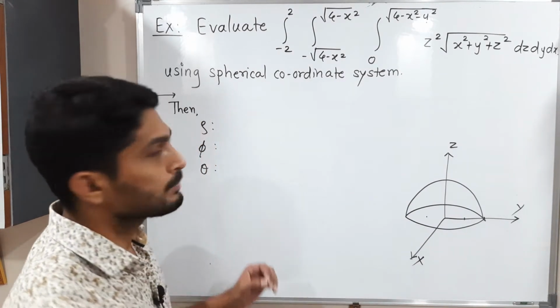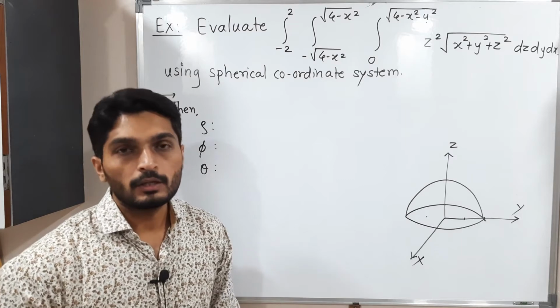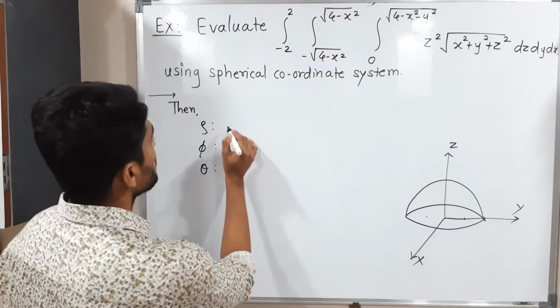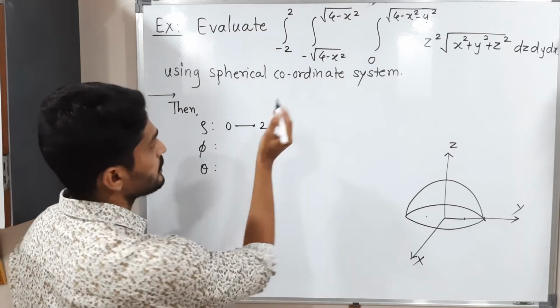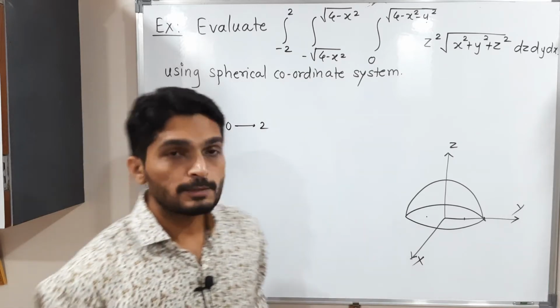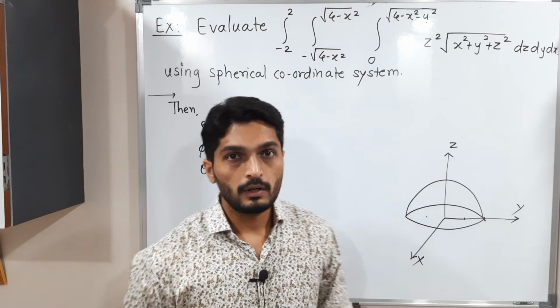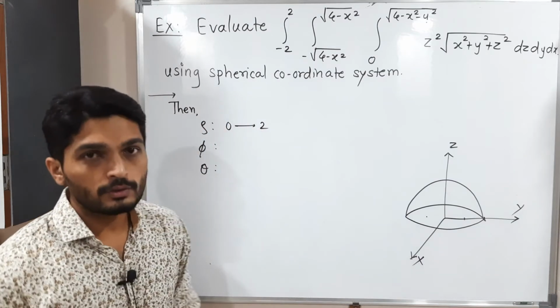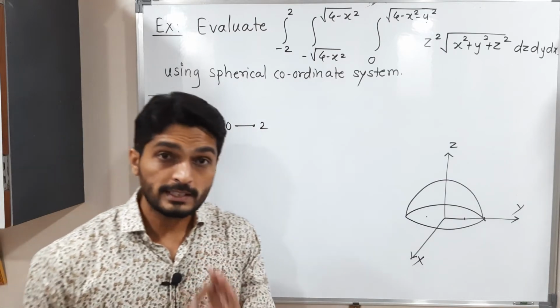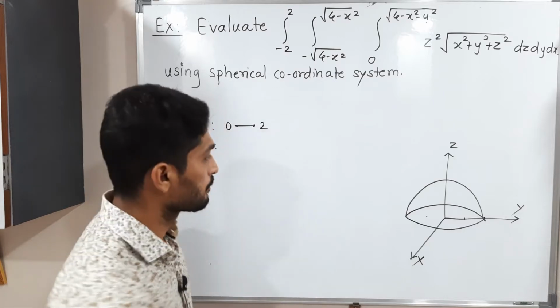So rho means simply radius. Okay, so here radius is, I should write 0 to 2, since we have already seen we have got a sphere having radius 2, so that's why I'm writing rho from 0 to 2. What about phi and theta? So let me tell you first what is phi and what is theta.